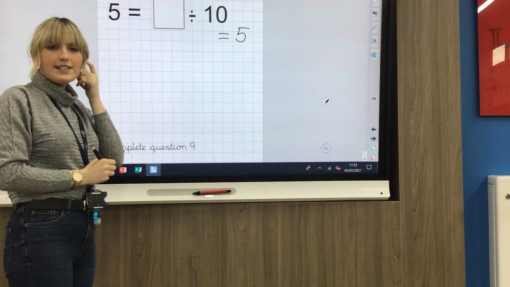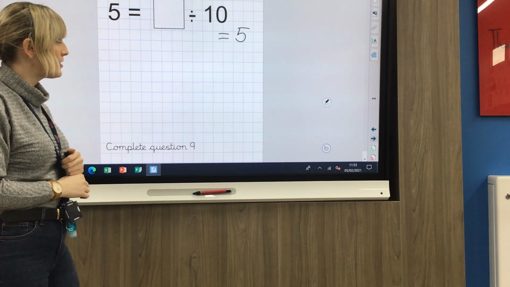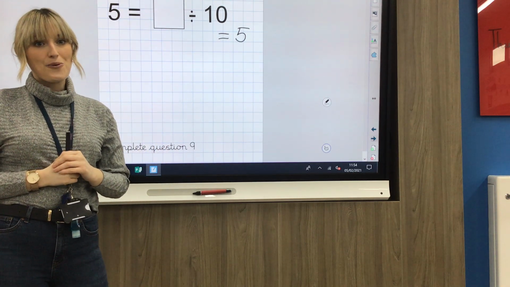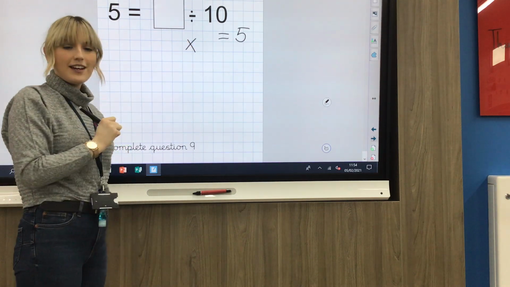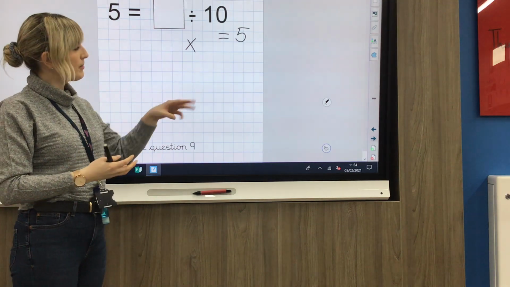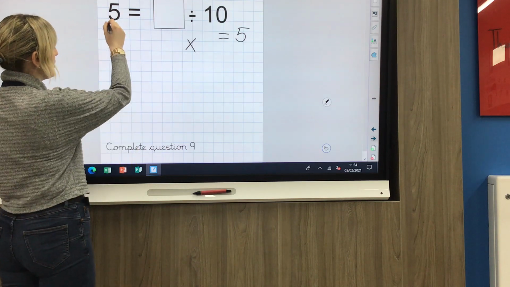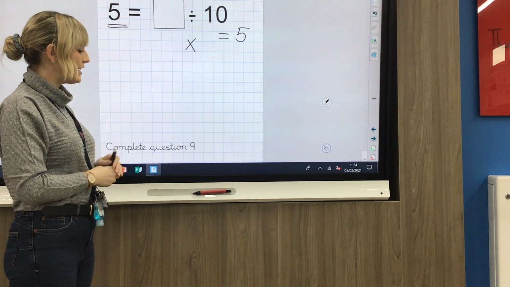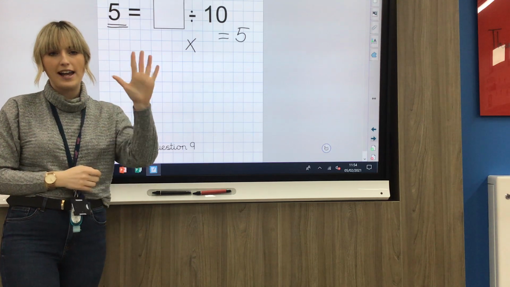Now, we need to use the inverse, which means the opposite, to work this out. So I wonder if you know what the opposite of dividing is. Well done if you said multiplying. Okay, so the opposite of dividing something is multiplying. So what we need to do to find this out is we need to do 5 lots of 10 to find our missing number. So 5 lots of 10. So we're counting in tens 5 times.